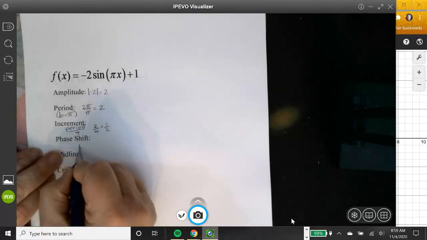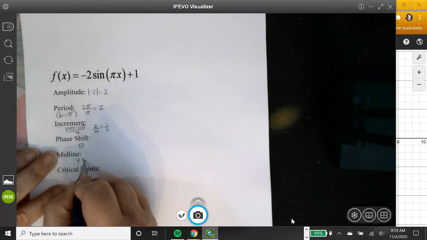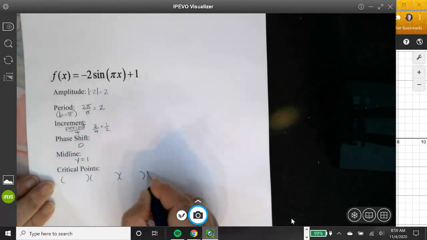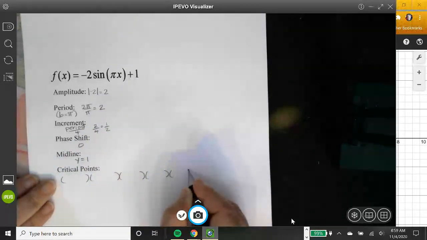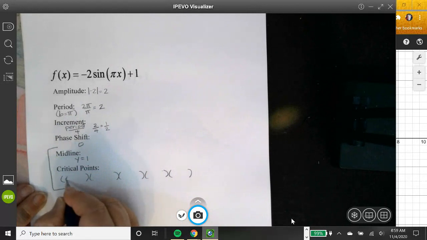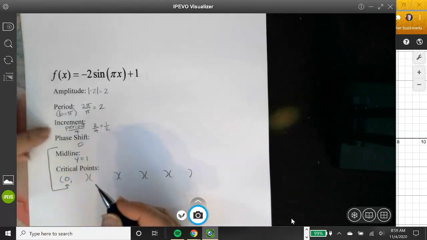The phase shift here is 0. The midline is y equals 1. And we have 5 critical points. All right, here we go. We have 0. And how do I get to the next critical point?